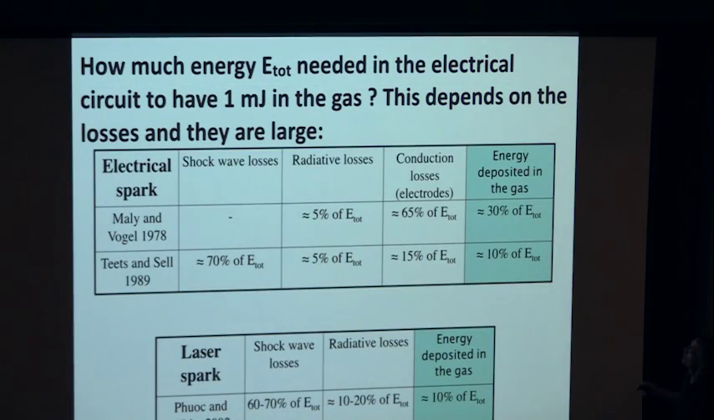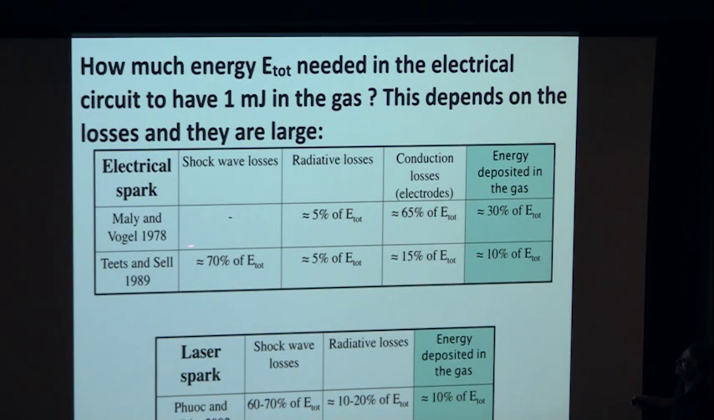Now, how much energy do you need to put in an electrical circuit of a spark to have 1 millijoule in the gas? Well, that depends a lot on the losses. Depending on who you're talking to, people are going to tell you that there are many losses. A lot of the energy goes back into the electrodes themselves, which get warm, and a lot of it is lost by radiation.